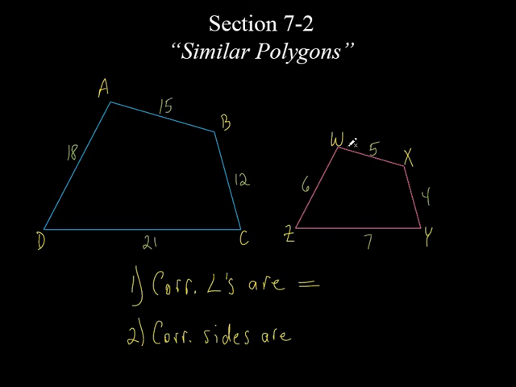So let's compare 15 to 5. How do we do a comparison? We write it as a ratio. So I'm going to write 15 to 5. Well, what does 15 over 5 equal? It equals 3 over 1.